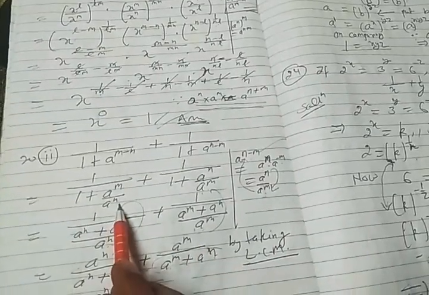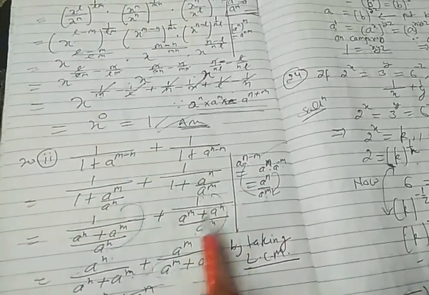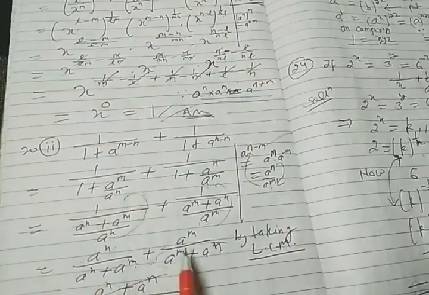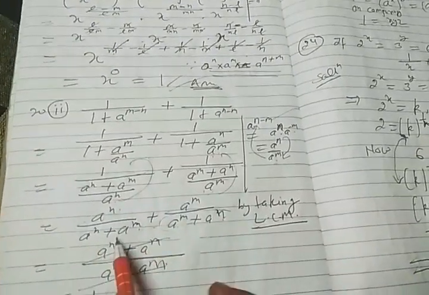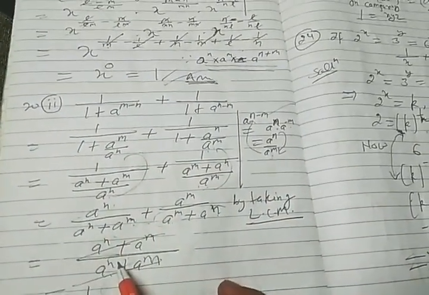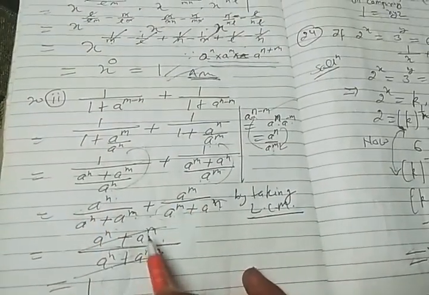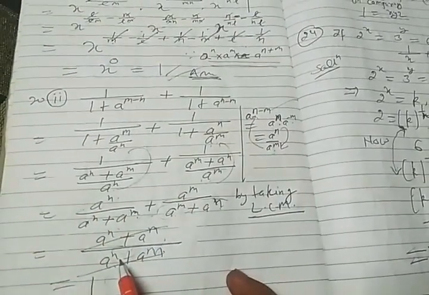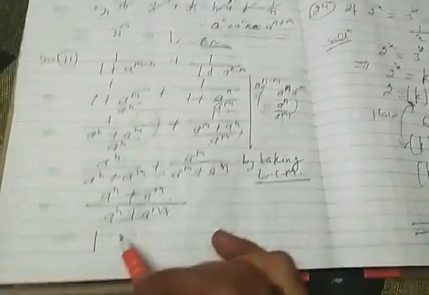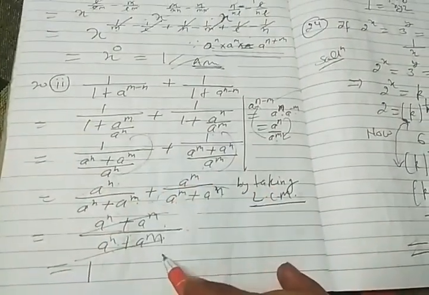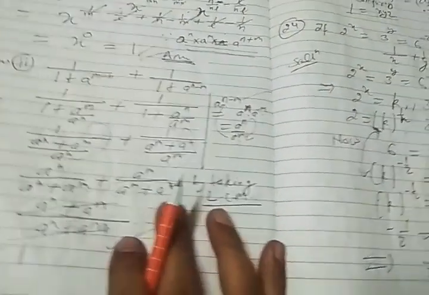Now this goes to numerator, and this one also goes to numerator. So here we see the numerators of both terms are same, so powers will be directly added after taking LCM. We get a raised to power n plus a raised to power m whole divided by a raised to power n plus a raised to power m, and after this we get 1.